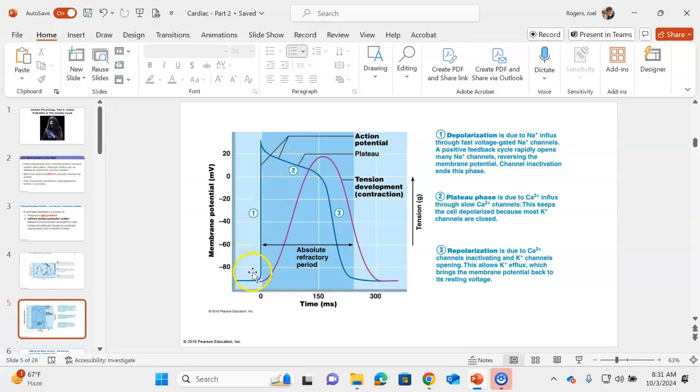So calcium binds to troponin, troponin changes shape, moves tropomyosin out of the way, exposing myosin binding sites on the actin. Myosin binds, forming cross bridges. We get the cross bridge cycle, boom, force is produced. So look at the relationship. As calcium is coming in, look what starts to happen. The myocardium is actually starting to contract and produce force because of that calcium coming in.